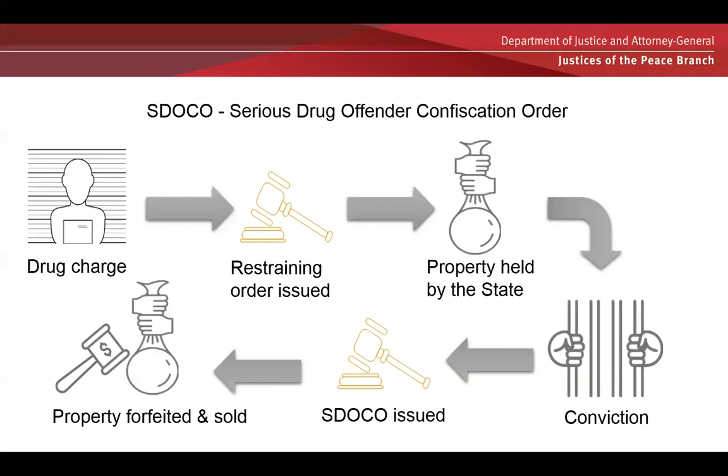When a person is charged with one of these offences, the court issues a restraining order, and then the property in question is held by the state. Now, if that person is convicted of that serious drug offence, then a serious drug offender confiscation order is issued and the property is then forfeited and sold by the state.